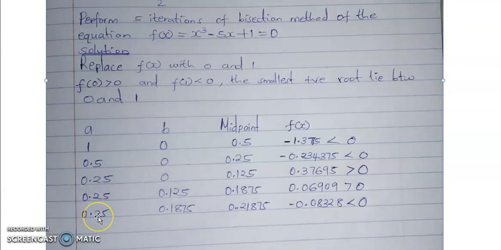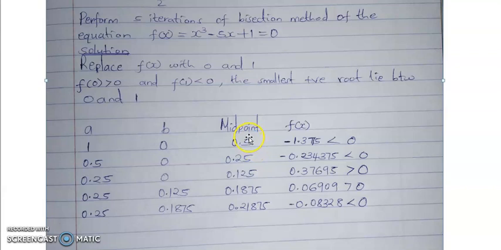When you're dealing with such a question, you're supposed to know the signs of each. You're supposed to replace each point in that function to see if you're getting a positive or a negative value. For the first one, I've shown you clearly, for 1 it is less than 0. For this one, it is greater than 0. And the midpoint is 0.5.